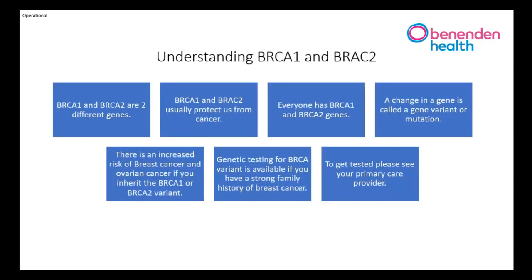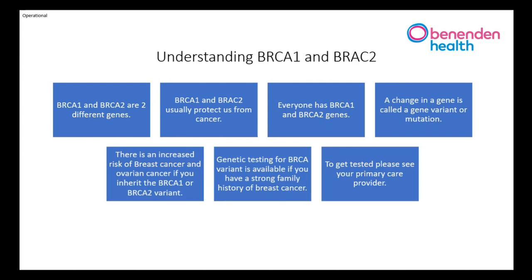So your body is made up of little tiny building blocks, and these are called cells. And inside each cell, you have something called genes. And these genes give instructions to the cell to work properly. BRCA1 and BRCA2 are two different types of genes. Everyone has BRCA1 and BRCA2 genes, but the gene can be changed so that it might not give the correct instructions anymore, and this is called a gene variant or a mutation.